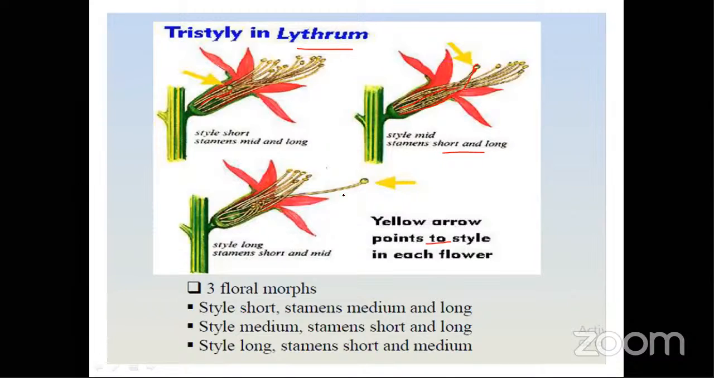Only and only opposite kinds of flowers can mate, means this type of flower can mate with this one, and this type of flower can mate with this one. Among them we can cross, but a flower cannot fertilize itself. Okay, that is the condition of tristyly.